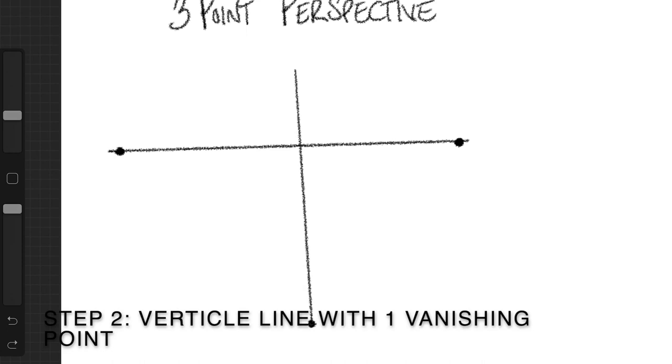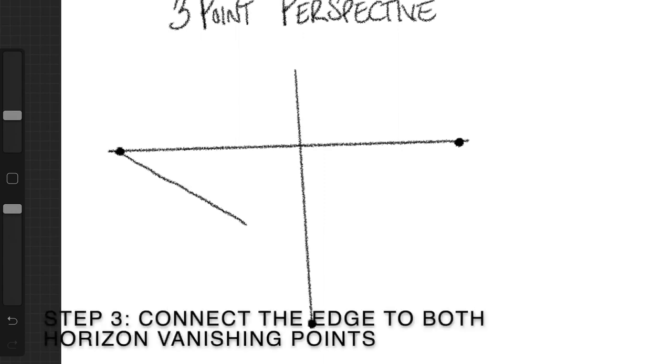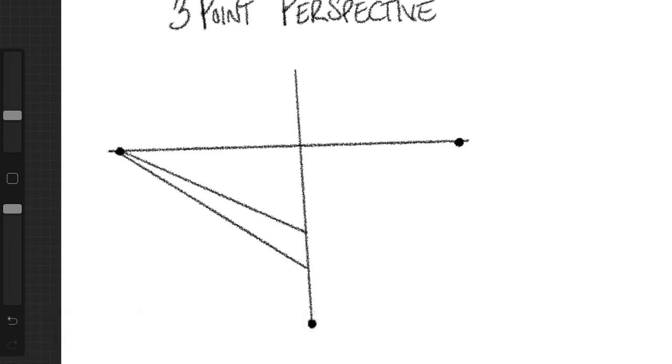I'm going to do mine in the middle, and I'm going to have a vanishing point at the bottom of that vertical line as well. And from there, I'm going to treat my vertical line very much the way that I did in 2-point perspective with that front edge. So I'm going to connect my vertical line to the vanishing points on both sides.